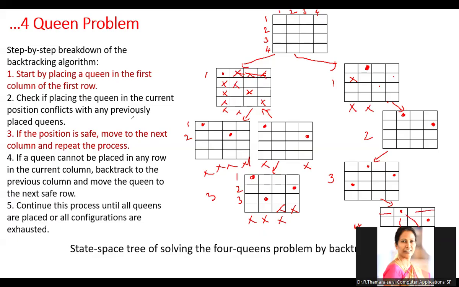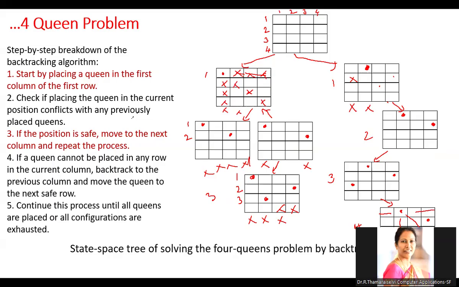But consider this one. It is also in a safe position because there is no queen in this column. There is no queen in this row. There is no queen diagonally. And all the others are the same.